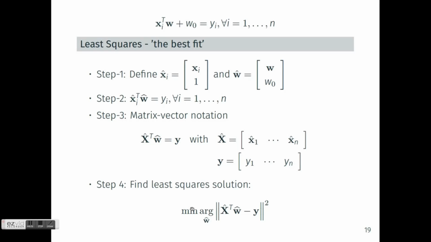Now for least squares, or the minimum error in the Euclidean sense, what we need to do is to minimize the deviation of the output of our linear model from the observation, and then take the norm square. The norm square gives you the length of the error, as we discussed in the previous slides.